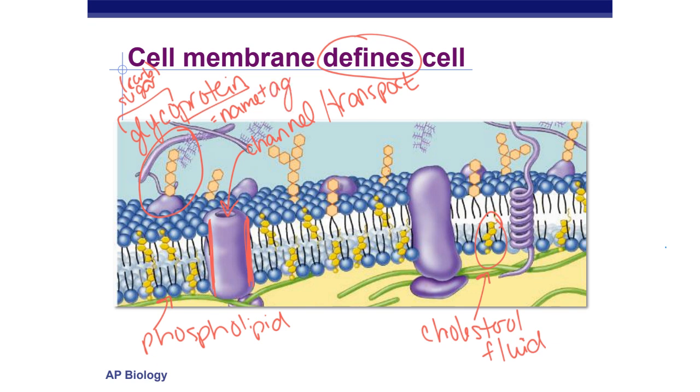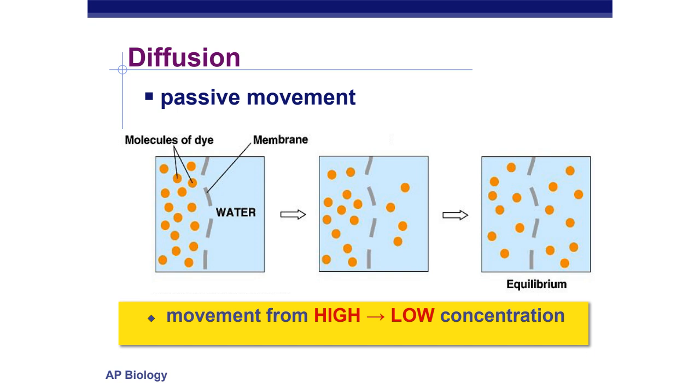In a multicellular organism, it's really important that the cells can determine what the other kinds of cells around them are, and the glycoprotein acts as that ID or name tag so that the surrounding cells know what kinds of cells are present with them. So let's shift our focus a little bit now to how things move back and forth across the membrane.